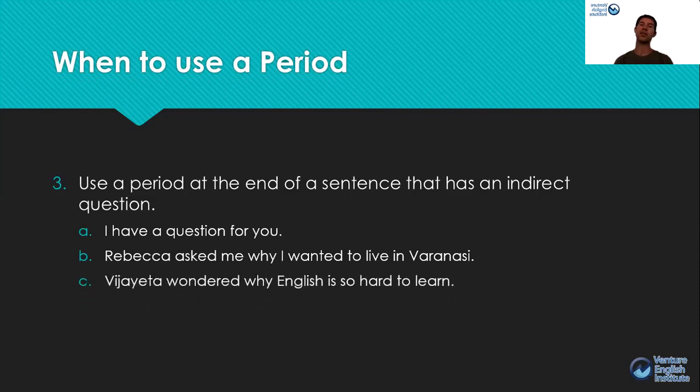And then last, Vijeta wondered why English is so hard to learn. So in a wondering or a pondering, there's no question actually being asked. This is just a statement about what Vijeta is doing. And so we use periods at the end of sentences that have indirect questions involved in them. And there you go. It's pretty simple. That is how we use periods in English, but it's an important part of learning to write well in English. And so learn these rules, learn these lessons, and we'll see you next time.